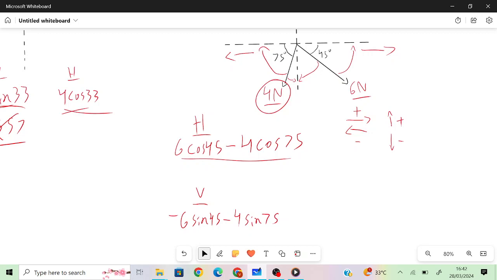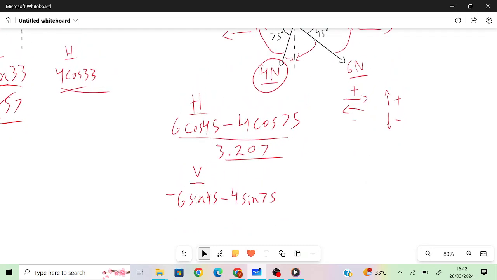I get 3.207 to 3 decimal places. I get 3.207, which means that my resultant force is still very much towards the right. Not exactly towards the right, like not horizontally dead right, but it is on the right quadrant, on the positive side of the x-axis, you could say it that way.